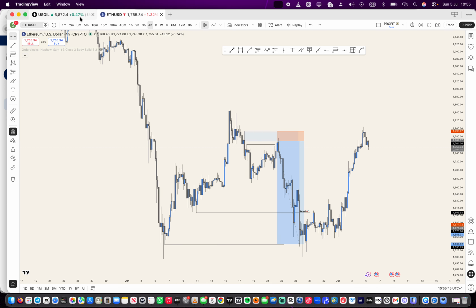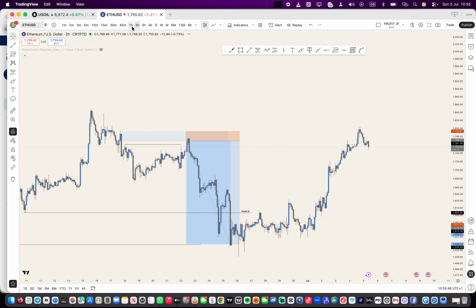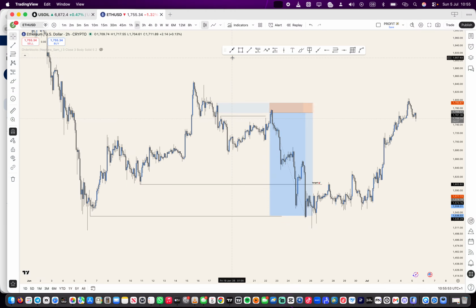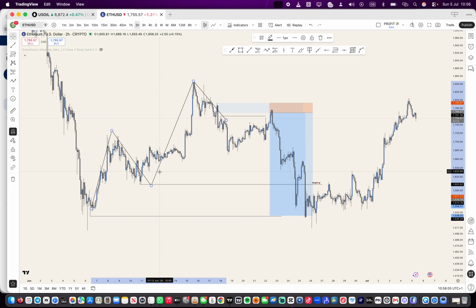So here now, let me come to the 2 hours. Yeah, it's on the 2 hours. So here you can clearly see we have this trend line here. We have this high, low, inside everything, high, low, and so on. But you can obviously see the trend line liquidity, right? You can obviously see the trend line right there.